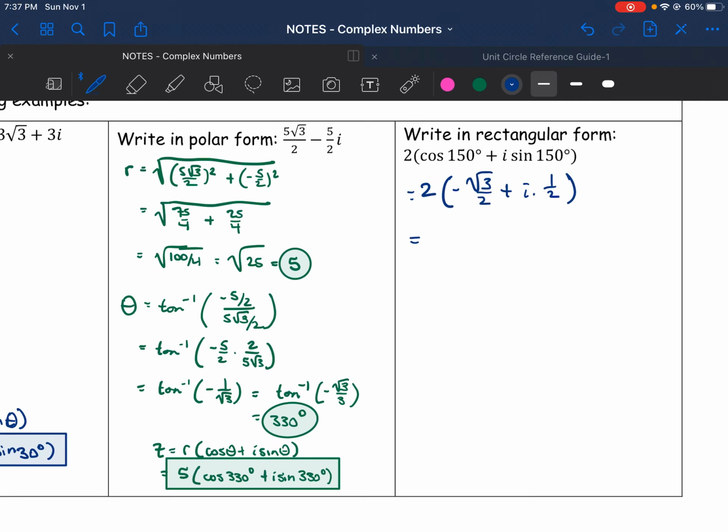So 2 times negative square root of 3 over 2, the 2's will cancel with each other, we'll just get negative square root of 3. Same deal here, 2 times 1/2 i, the 2's will cancel, we just get 1 times i, which is i. Excellent.